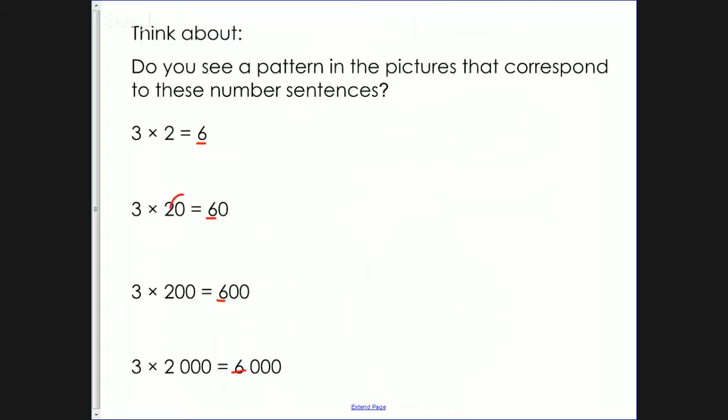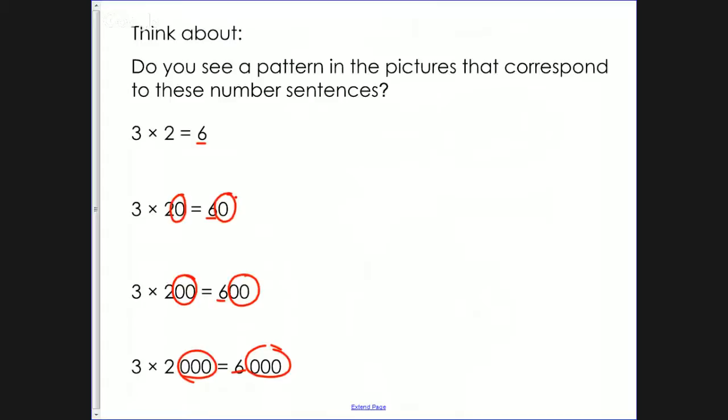You might also recognize that in the number 20, there's 1 zero, and there's a zero in 60. In 3 times 200, the number 200 has 2 zeros, and in 600, there are 2 zeros. So 3 times 200 is 600. And hopefully you'll also notice that there are 3 zeros in 2,000, and in 6,000 there are also 3 zeros.